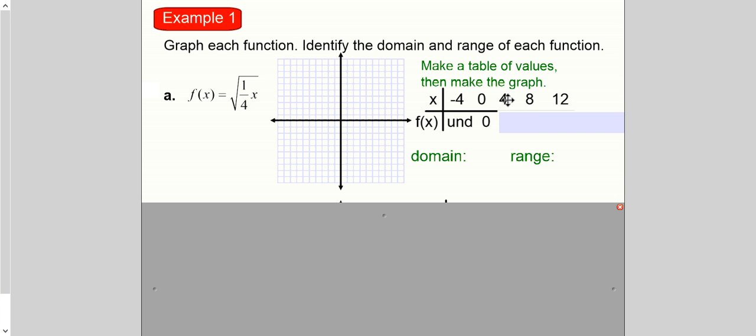1/4 of 4 is 1. Square root of 1 is 1. 8. 1/4 of 8 is 2. What's the square root of 2? I had to use a calculator and get an estimate, but I've done it so much in the past I have this one memorized. Square root of 2 is about 1.4. The next one, 12. 1/4 of 12 is 3, same as 12 divided by 4. And then the square root of 3, 1.7. So let's make our graph.